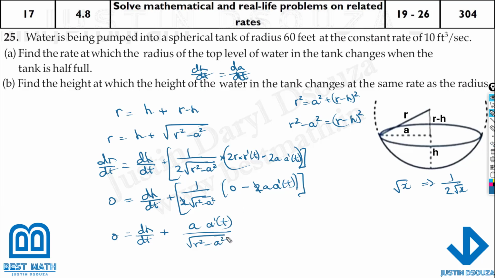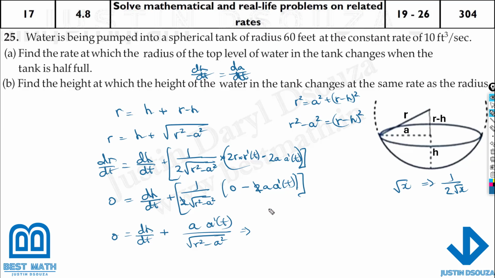I hope this much is clear. So what exactly do we want? We know that dH by dt is equal to dA by dt, isn't it? So let me take this to the other side. It's a bit clumsy now.